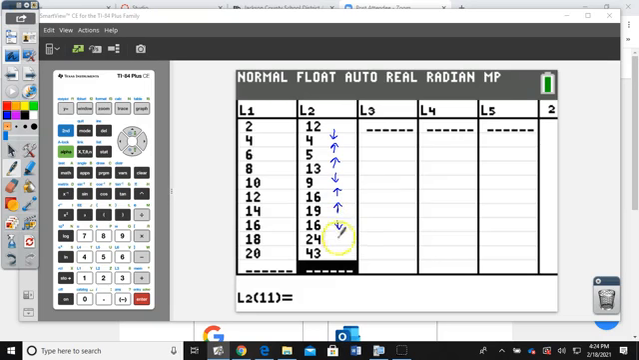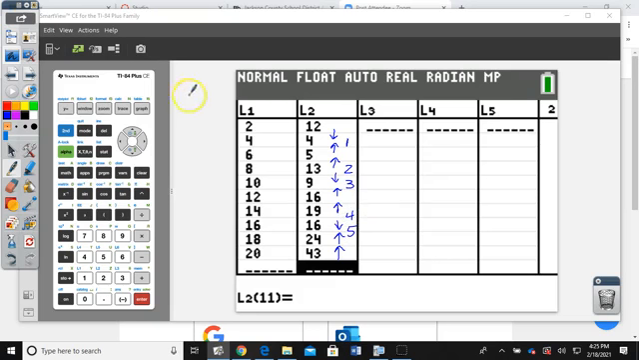19 to 16 goes down. 16 to 24 goes up. 24 to 43 goes up. So we've got 1 change right here, 2 changes, 3 changes, 4 changes, 5 changes. So like I said, anything above 3 or more, you're going to be a quartic, okay?